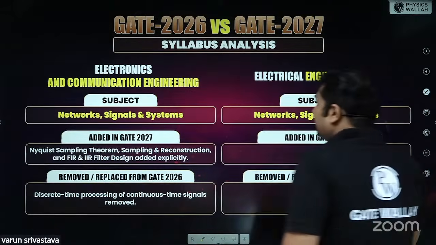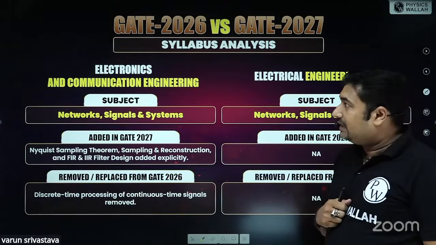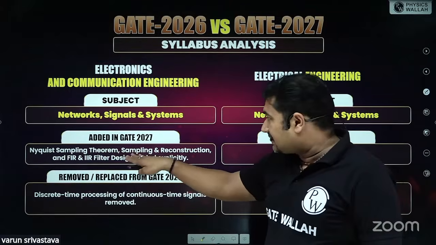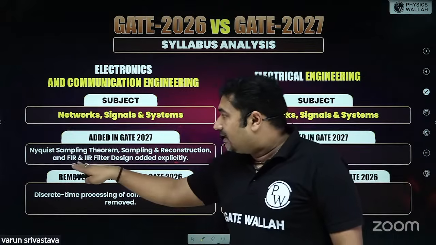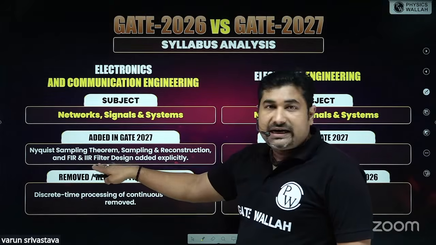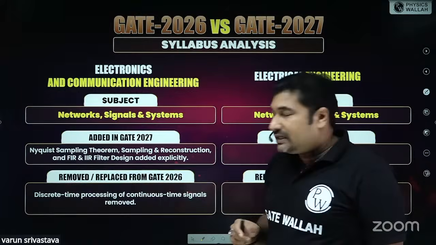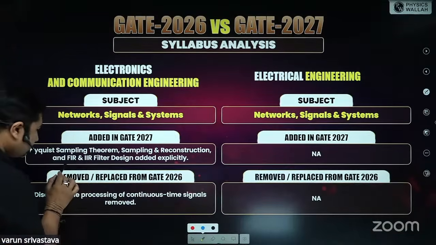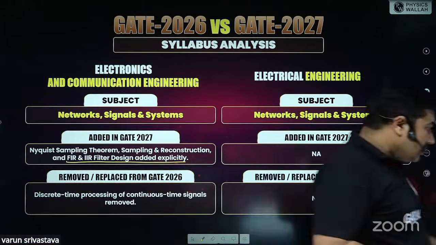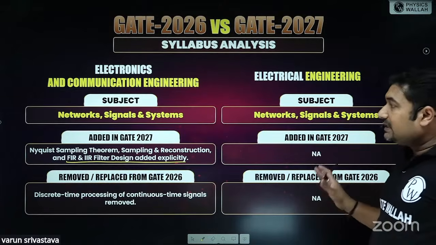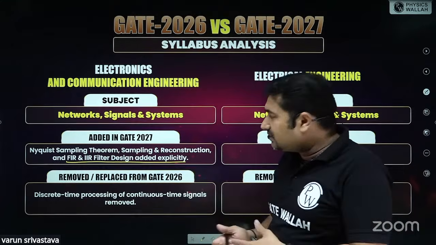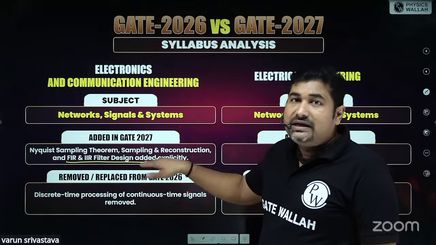So now I am moving towards the next subject, that is network, signal, and system. For the electronics branch, if you observe, the Nyquist sampling theorem is added. So Nyquist sampling theorem, sampling and reconstruction, finite impulse response or infinite impulse response filter design are added explicitly. Now please observe, these two are from digital signals. Okay. So digital signal processing is now becoming more important, and we all know we have to move towards industrial alignment. So digital signal processing is now being given priority.